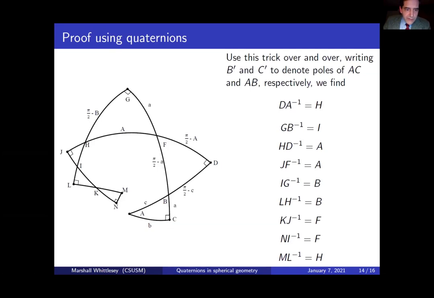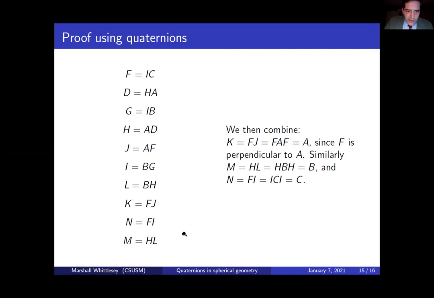And the way that works out is, okay, KMN is to equal ABC. I'll look down at, for example, K. K equals FJ, but up earlier, J was equal to AF. So I substitute this J equals AF down here, and I get F, AF. Oh, but then I have something of the form PQP of perpendicular vectors, and so the FAF is equal to the A, and that gives me K equals A.